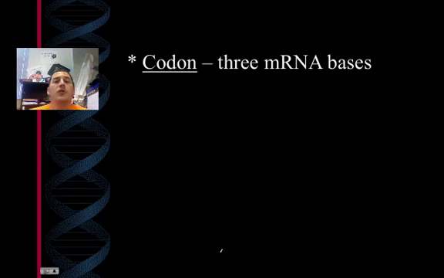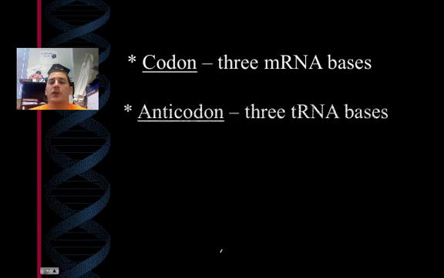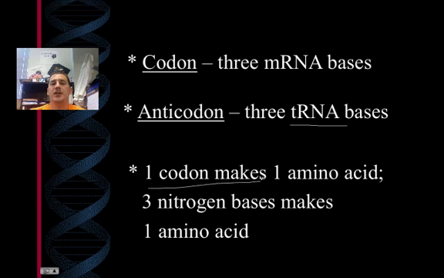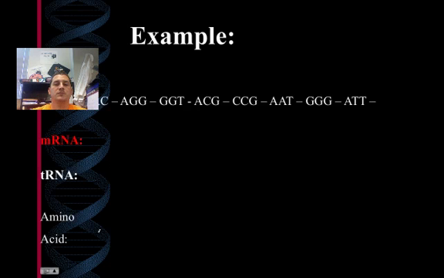It's also important to know that a codon, again, is 3 mRNA bases. An anticodon is 3 tRNA bases. One codon makes 1 amino acid. So every amino acid consists of 3 letters. For example, A, U, G. That would be 1 amino acid. Make sense? Great. Let's keep going.